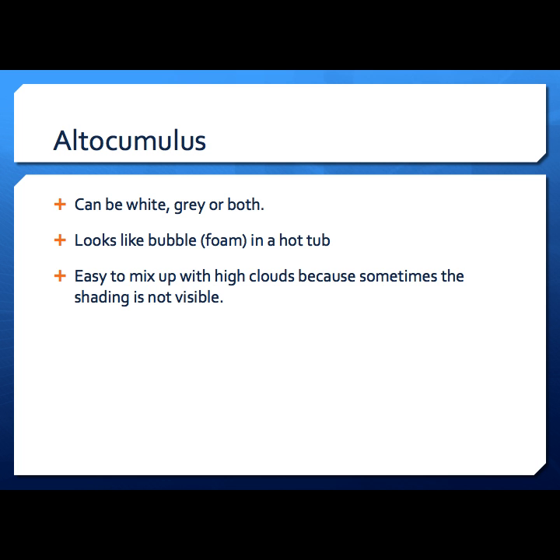Altocumulus clouds can be either white, gray, or both. They look like bubbles in the hot tub, like the foam above the water. They're easy to mix up with high clouds because sometimes the shading is not visible, but if you hold your hand up to the sky, it makes it easier to see the shading, and then you can know that they're altocumulus clouds.